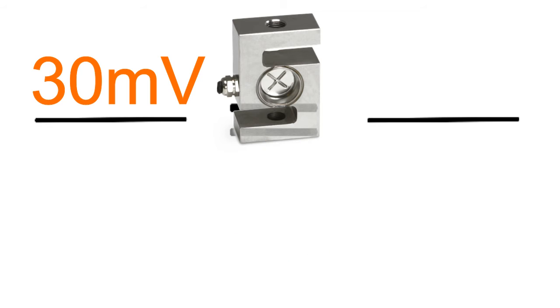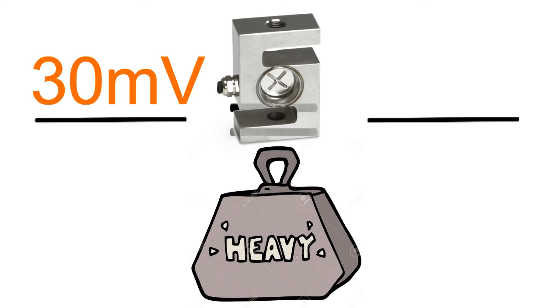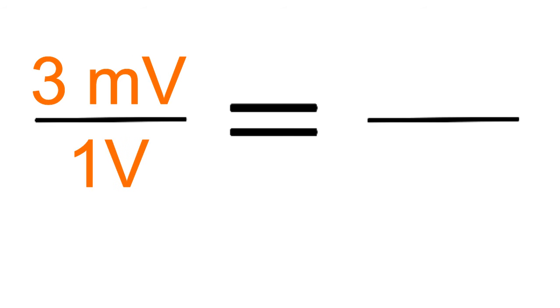At full-scale output, in this case 30 millivolts, will be the voltage the load cell will be outputting with its capacity or rated load applied to it. With that being said, our ratio of load cell output is 3 to 1. Using cross multiplication, we can determine our full-scale output. On the left side of the equal sign, we will place 3 millivolts in the numerator and 1 volt in the denominator, our 3 to 1 ratio.